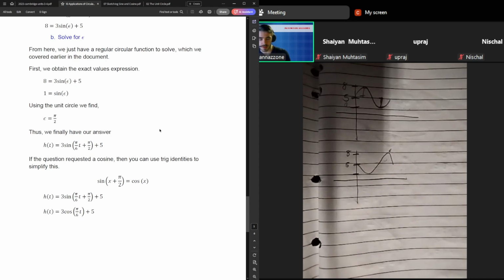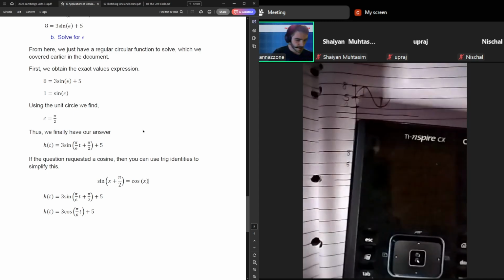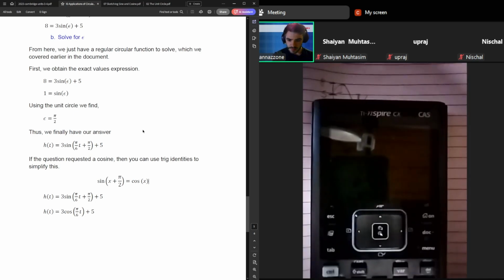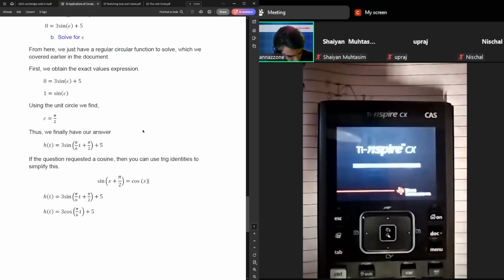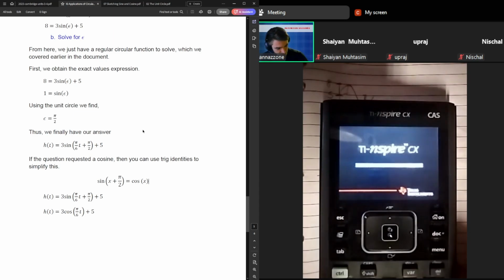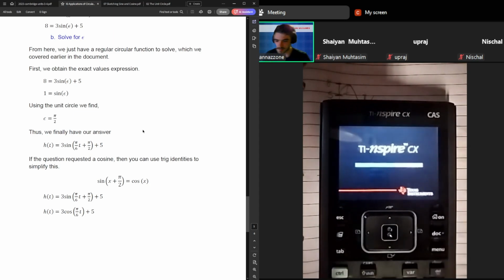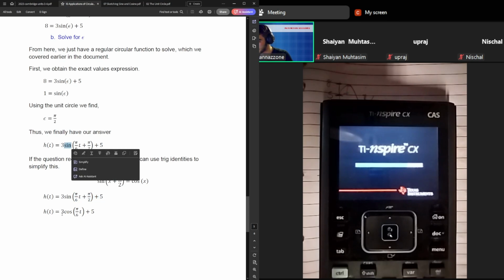So to highlight what that would look like, I'll bring out the CAS for the handwritten notes section. Or not, because the CAS has decided to die. Alright, we'll come back to that when it's loaded. Point being, you can use these trig identities to rewrite things. So because we had a plus pi over 2 here, you can drop the sine down to a cosine and then just remove that pi over 2. And now it looks a little bit nicer.